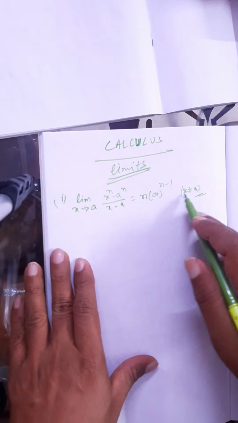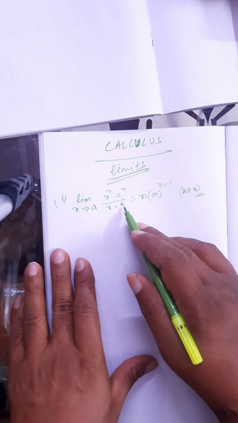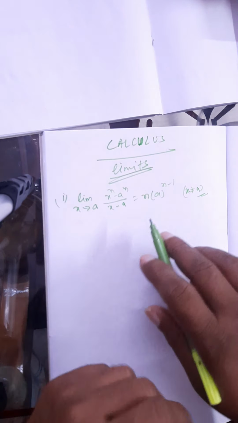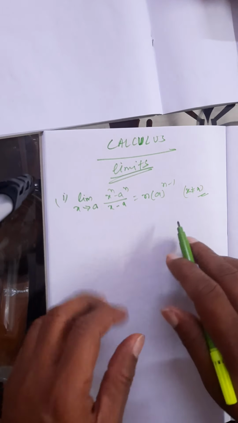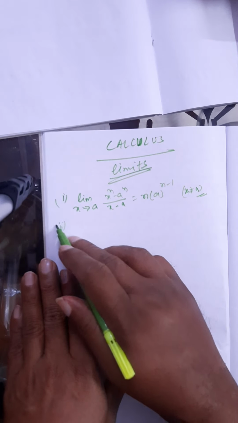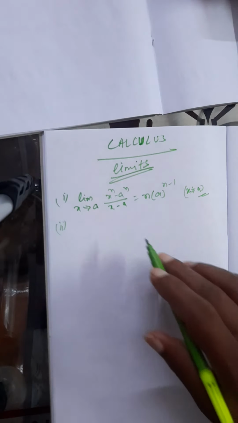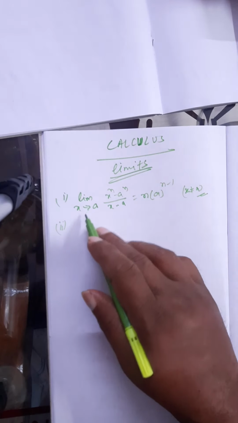So, x is not equal to a means if x equals a, in the denominator we get 0, so it is not defined, we will get infinity. Any number divided by 0 is infinity, so it is an undefined limit. The value of the limit must be known. It may be 0 or any other value, but not infinity. So, this is the first formula.